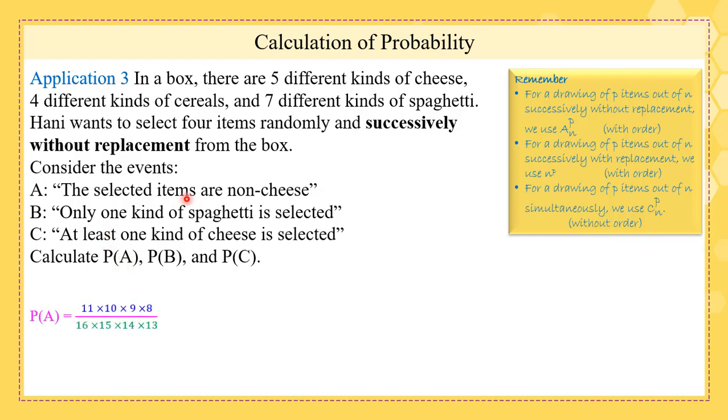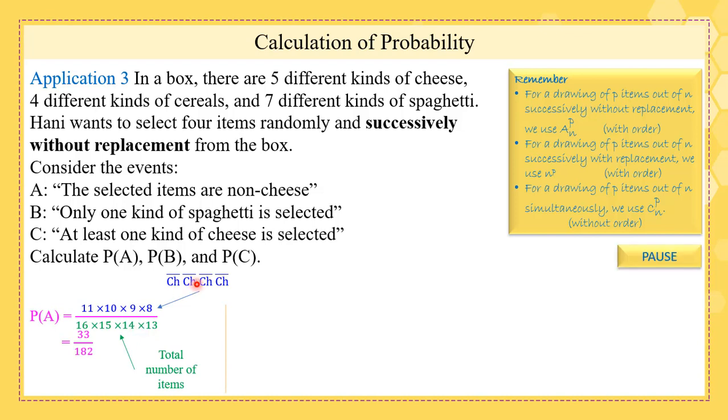Well, for A, the selected items are non-cheese. We need to choose 4 items that are non-cheese. And for the non-cheese, we have the cereals or the spaghetti, which are 11. So we get 11, 10, 9, 8. And in general, we have 16, 15, 14, 13.